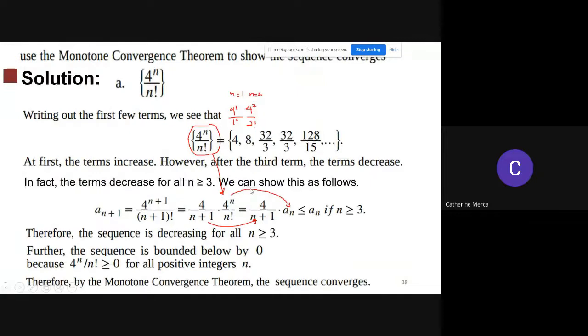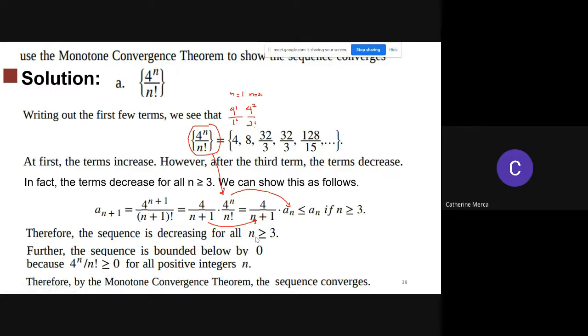Okay. This one, look at your sequence, which is your a sub n. This one is less than or equal to a sub n if n is greater than or equal to 3, right? So it is good after the third term. Therefore, the sequence is decreasing for all n greater than or equal to 3.